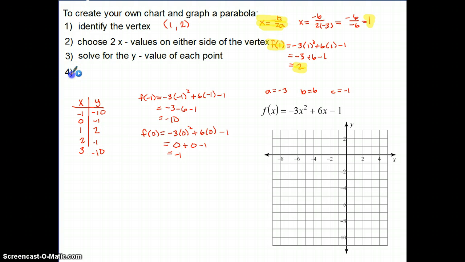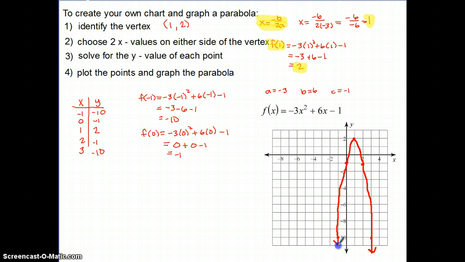Step 4. We plot the points and graph our parabola. So I have the point -1, -10. I have the point 0, -1. I have the point 1, 2. I have the point 2, -1. And my last point is 3, -10. Connecting all those points together in a smooth curve, I create the graph of my parabola.